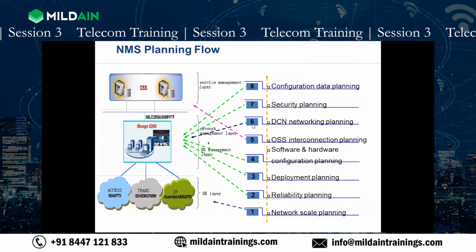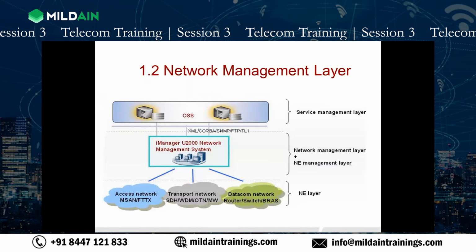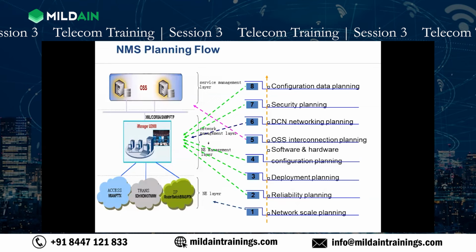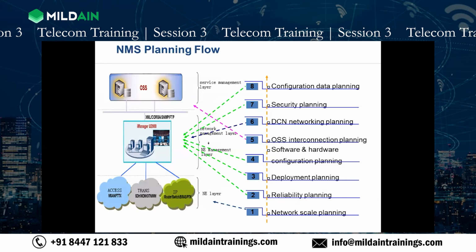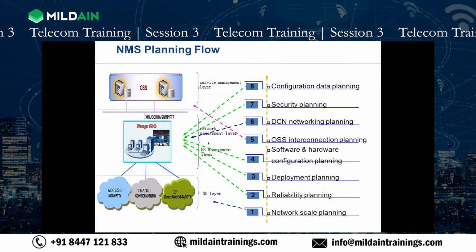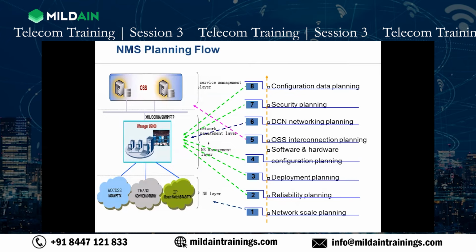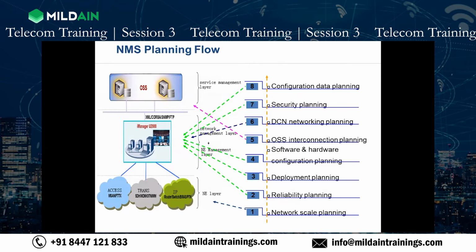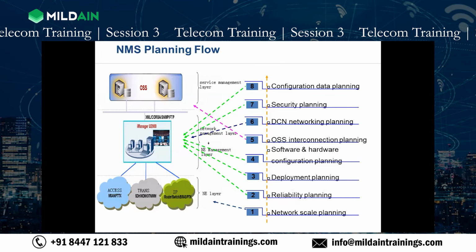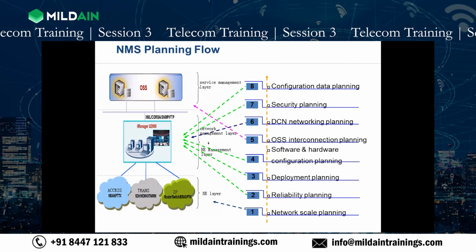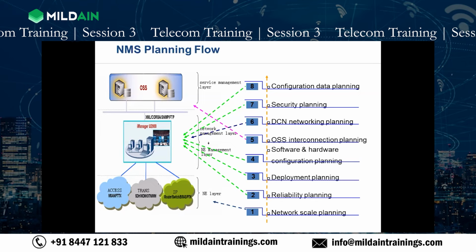Once we do point number 5 and point number 6, NBI and SBI. SNMP, CORBA, they are all nothing related to customer traffic. This is only connectivity for interlayer communication. Interlayer means any layer to the NMS layer, the NMS layer to the OSS layer, and vice versa.